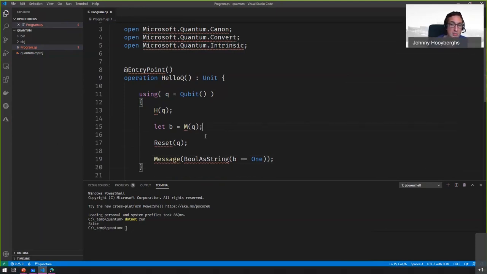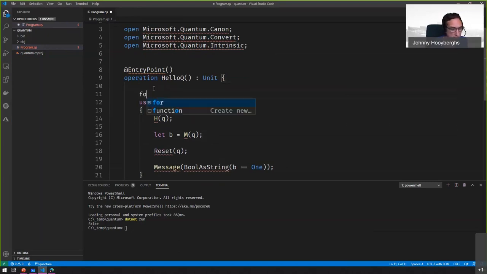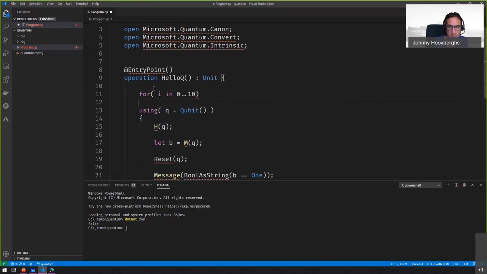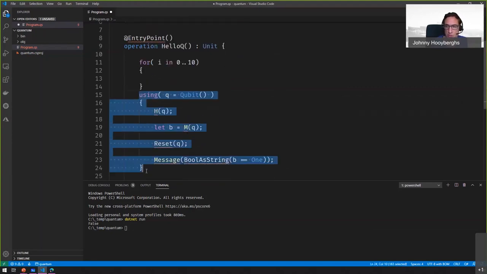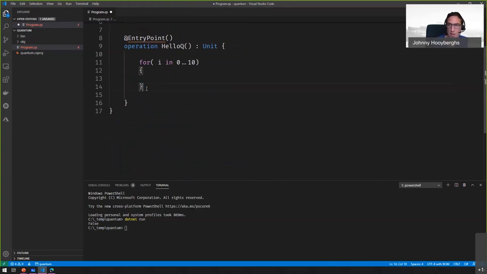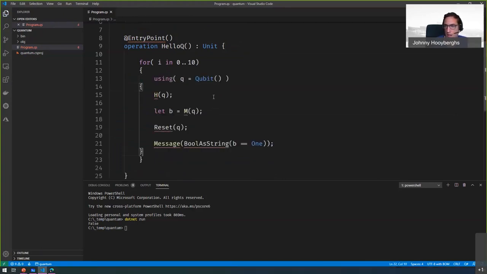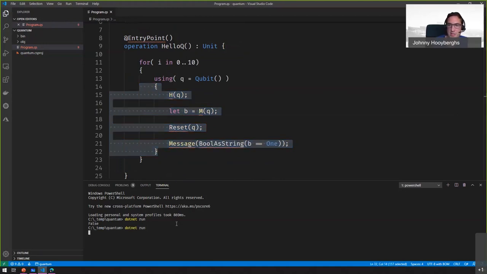But of course, sometimes it will be true, sometimes it will be false. If I want to run it multiple times, I can do a for loop, for i in 0 to 10, to do it 10 times. So it looks more like a functional language. If you're used to C#, it actually looks a bit more like F#. So this will actually run the same thing 10 times. And now you will see it's going to be true, true, false, false, whatever, which is random.